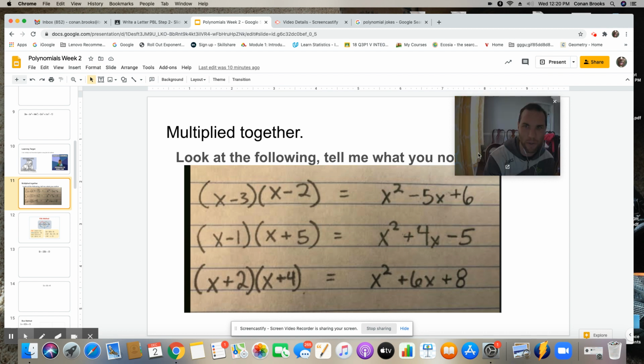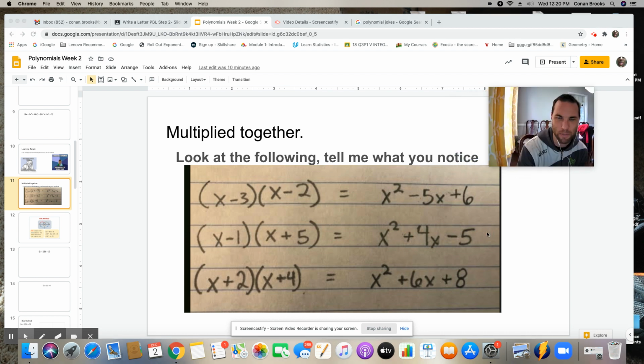And I'm going to start off with this slide, and I want you to look at it, and I want you to tell me what you notice. And so these are two factors. x minus 3 is one factor, x minus 2 is another factor. And factors are, of course, two numbers that you multiply together. So, for example, 6 times 2 is 12. 6 and 2 are factors. So this is one number, x minus 3, another number is x minus 2. Multiply them together, you get this result. Same thing with these two factors multiplied together, you get this result. And same thing with these two factors multiplied together, you get this result.